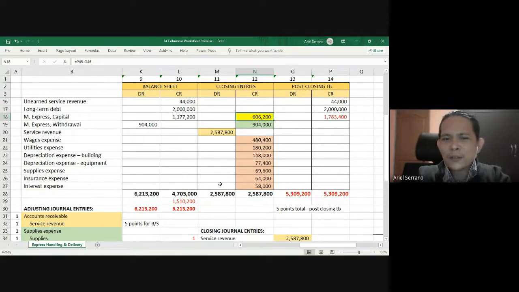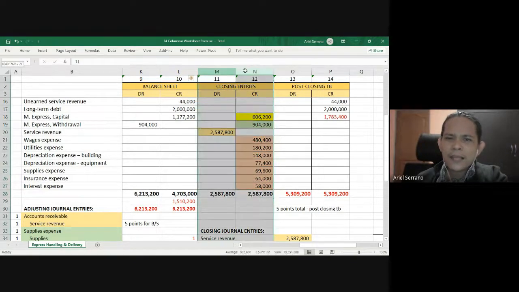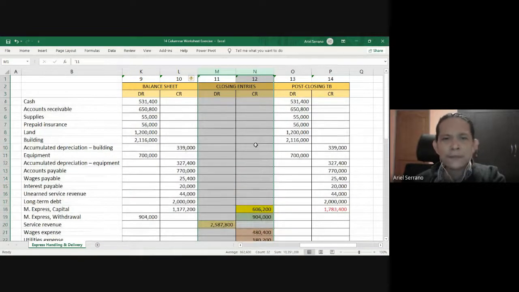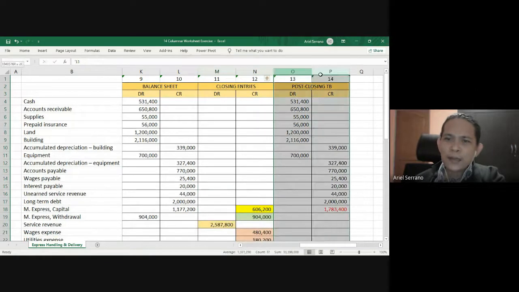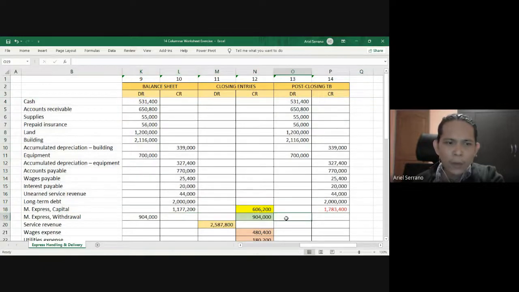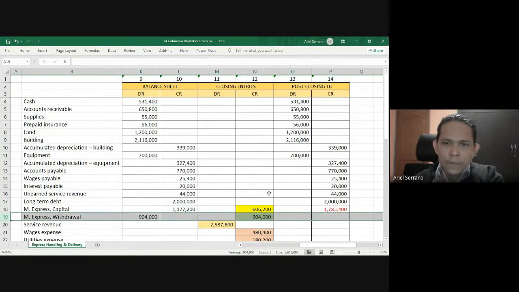Okay? So, combine step 3 and step 4. See here, once you total it, 2.587, 2.587, there's still an equality of the debits and credits. After you close the entries, the income statement accounts will now be zero. What's left will only be your balance sheet accounts. That is why in columns 13 and 14, we have your post-closing trial balance, affecting only your balance sheet accounts from cash up to your capital account. Notice that our withdrawal account is closed.